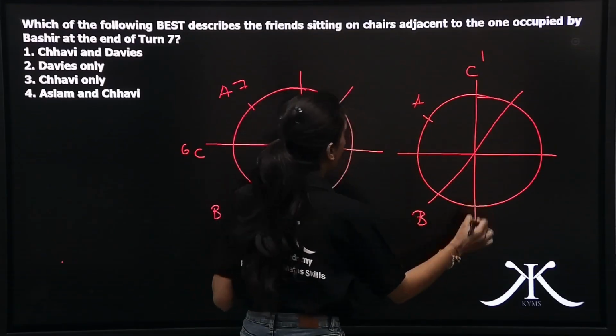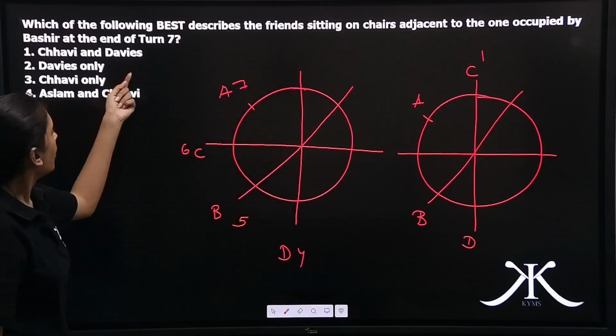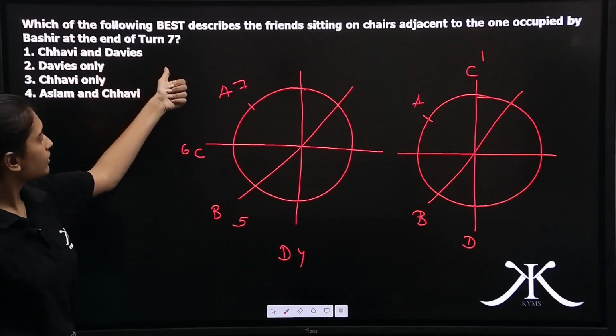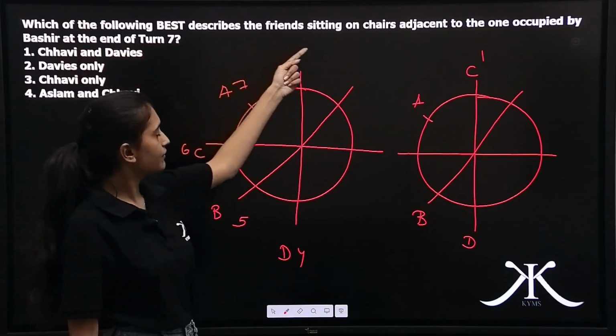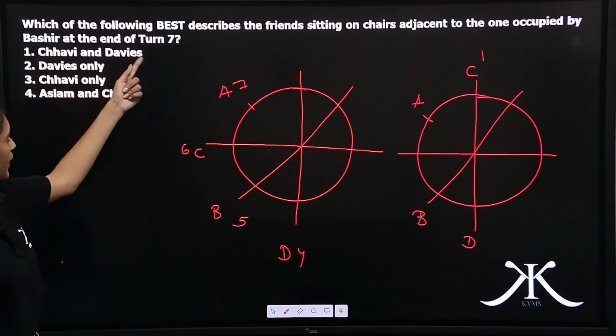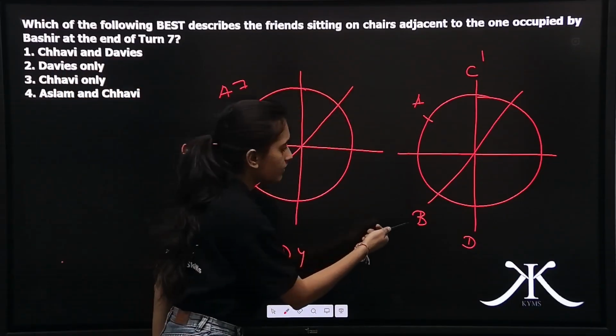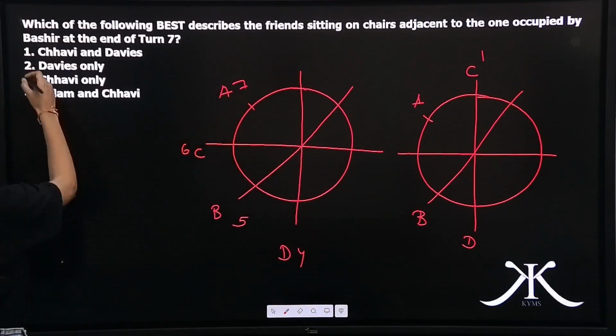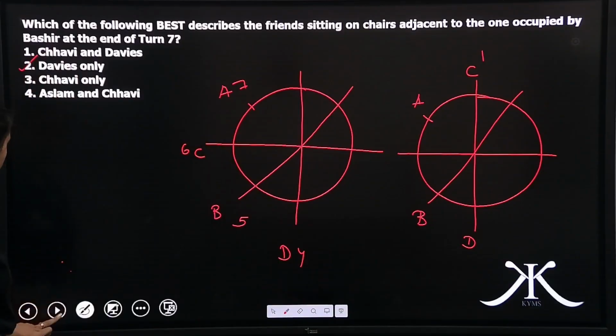C moved here, and D was here, B is here, and D is here. Now, the question says, which of the following best describes the friends sitting on chairs adjacent to the one occupied by Bashir at the end of turn 7? What we can say is that one seat is empty and one is occupied by D. So my answer will be D only.